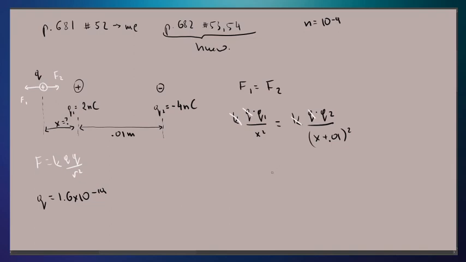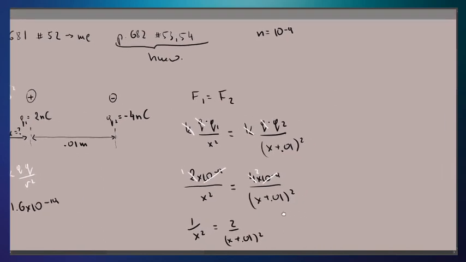And then let's plug in the numbers. Maybe we can cancel a little more. So Q1 is 2 nanocoulombs. Oh, actually we can cancel. Okay, good. So I'm going to get 2 times 10 to the minus 9th over X squared equals 4 times 10 to the minus 9th over X plus 0.01 squared. Now what cancels out nicely is the exponent here, so that goes away. I can also simplify a little because this can be 1 and this could be 2. And so now I have a relatively simple algebraic expression where I have 1 over X squared equals 2 over X plus 0.01 squared.